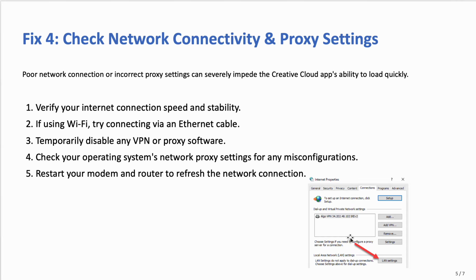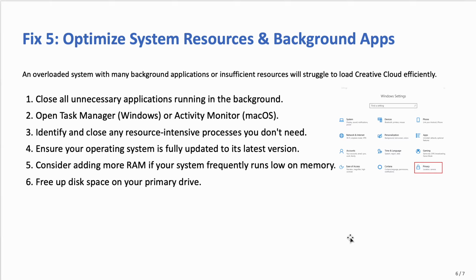Check the network connectivity and proxy settings. Poor connection or incorrect proxy settings can severely impede the Creative Cloud app. So verify your internet connection and speed stability. If you are using Wi-Fi, try to connect via an Ethernet cable, and temporarily disable any VPN or proxy software. Check your operating system network proxy settings for any misconfiguration, and restart your modem and router to refresh the network connection.